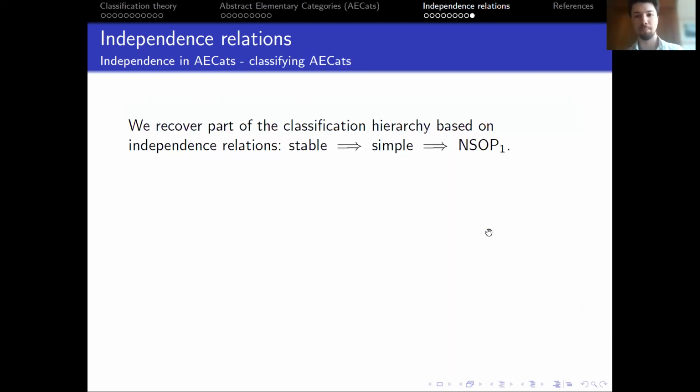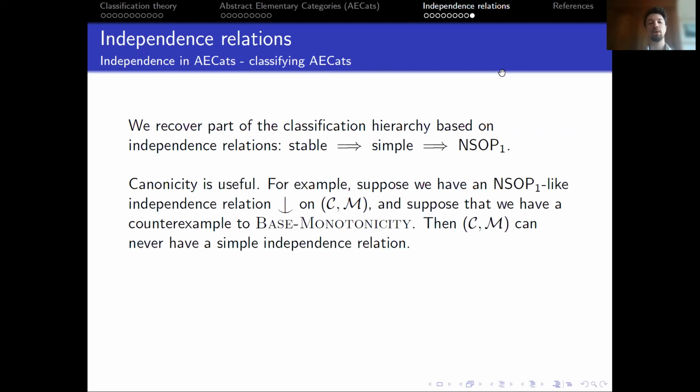Okay, so these are the theorems, and these theorems really allow us to rebuild part of this classification picture that I showed you at the start, based on independence relations. Because clearly we have stable implies simple implies NSOP1, but this canonicity is really useful if you want to characterize or classify where in that picture you belong. And let me give an example of that.